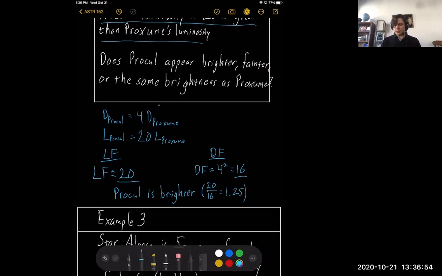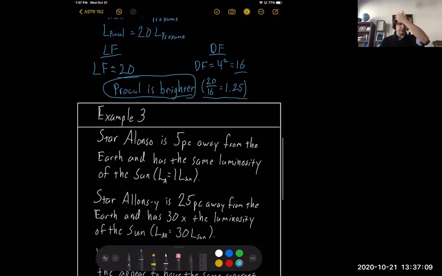Okay, so usually I'm not going to be asking you to calculate this part right here. You just have to determine that Procule is brighter. All right, so now we've worked through 2 examples. Let's go to a difficult example.